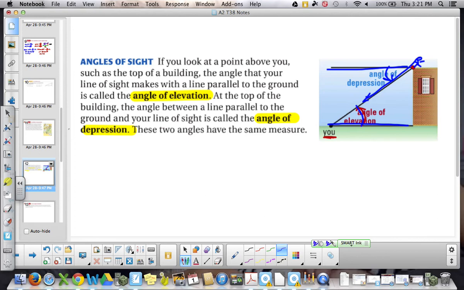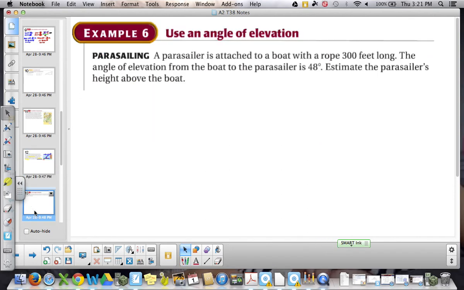Now, one thing that we want to notice is that these two lines are parallel, which means that these two angles are the same. So an angle of depression and an angle of elevation should have the same degree measure. So let's look at an example of using that. If I've got a parasailer attached to a boat with a rope 300 feet long, the angle of elevation from the boat to the parasailer is 48 degrees. Estimate the parasailer's height above the boat.